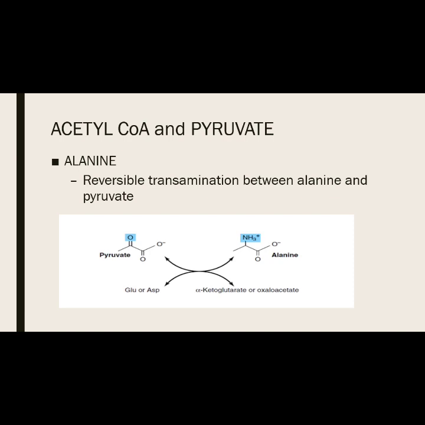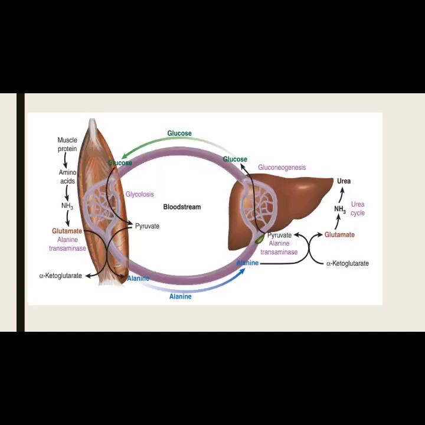Please check this reaction, and that is reversible. From your pyruvate to your alanine, and then reversible. Again, that is reversible. Accordingly, this one is your alanine pathway. Your alanine is formed from your pyruvate in the muscle.